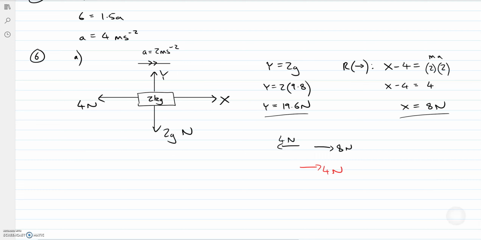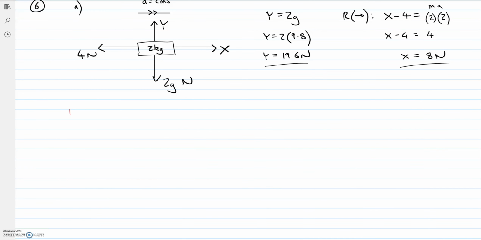And if the overall resultant force F is 4 newtons, and the mass is 2, the acceleration must be 2, and it all adds up in the question here. Here's our acceleration, here's our mass. You'll get used to doing this, so don't worry just yet. More examples will help you to understand what's going on.